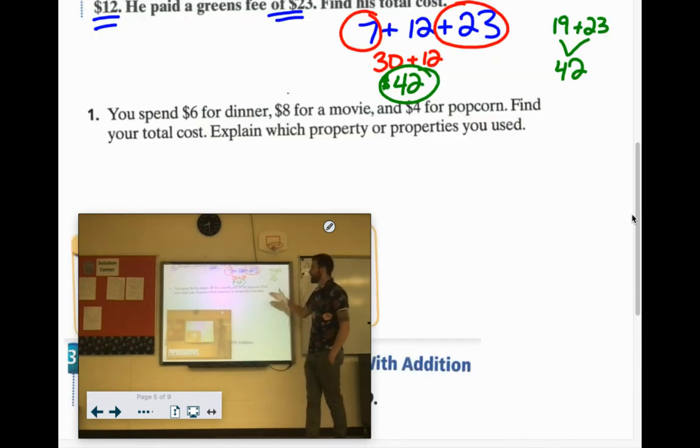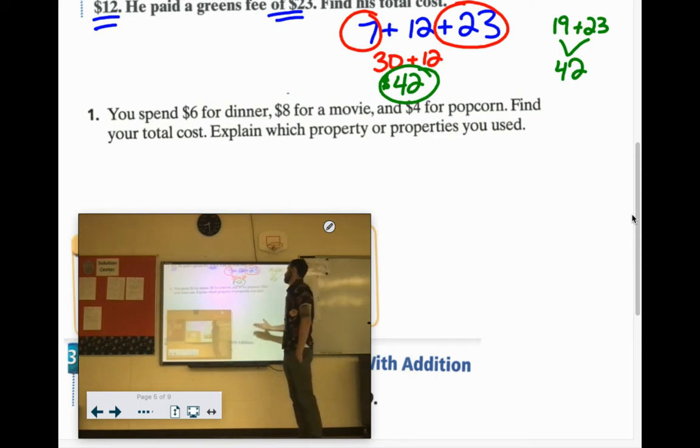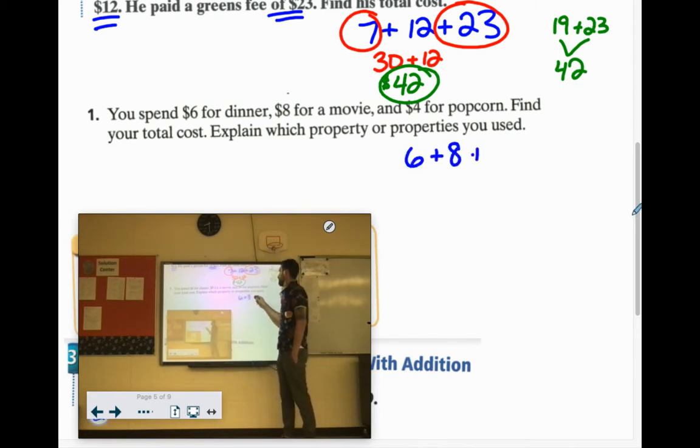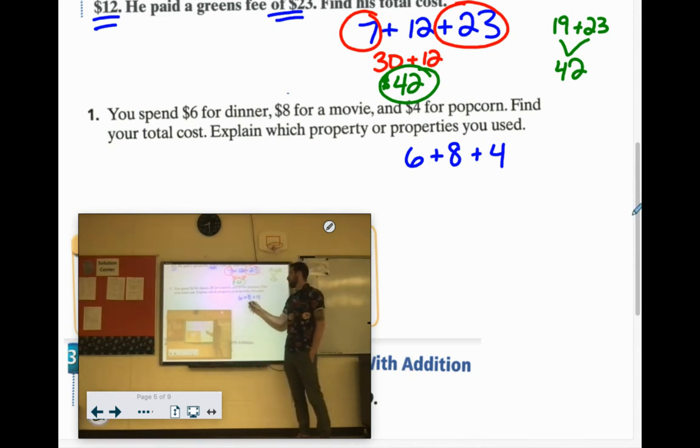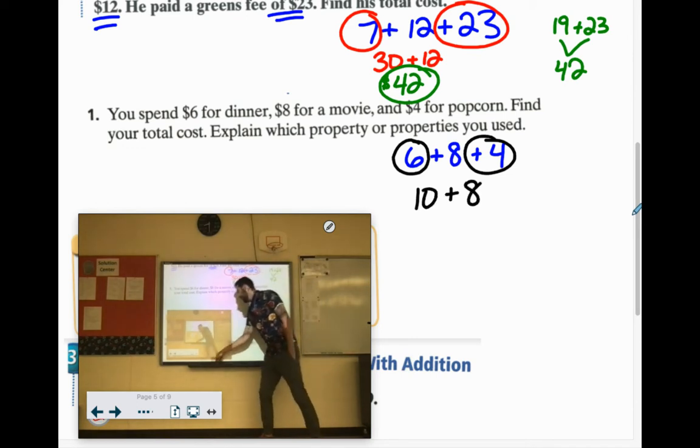You spent $6 for dinner, $8 for a movie, and $4 for popcorn. Oh my goodness, find your total cost. We got the 6, we got the 8, we got the 4. Again, you can just go left to right and be fine. But we're trying to work on our mental math. So let's do numbers we know add up to a 10 of sorts. 6 plus 4 is 10. And 10 plus 8 will give us that 18.